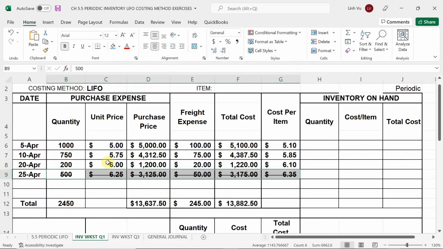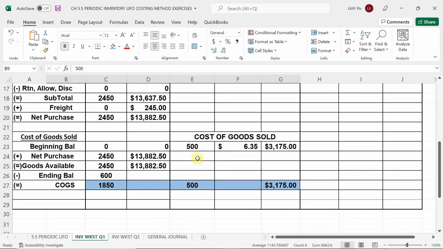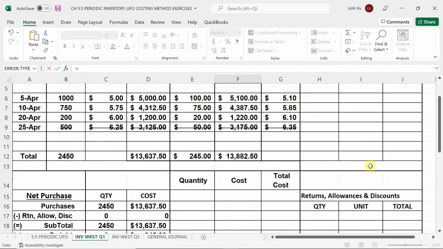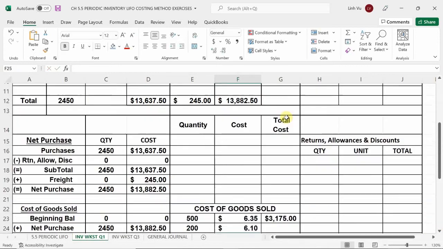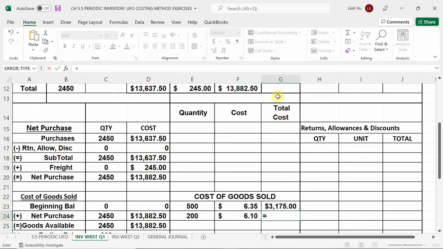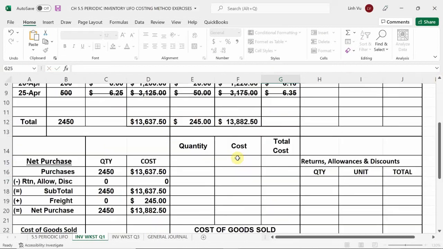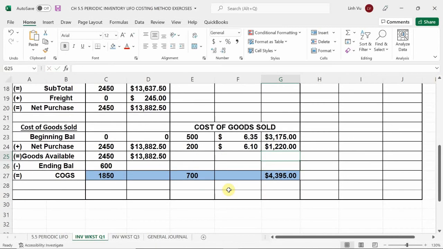April 20th, right? We're going to get rid of our 200 units. So in this case, 200 units, which cost me a total of $6.10 each, which I already know is going to give me a grand total of $1,220. Okay, there you go. So that gives me a total of 700. I still have a long ways to go.